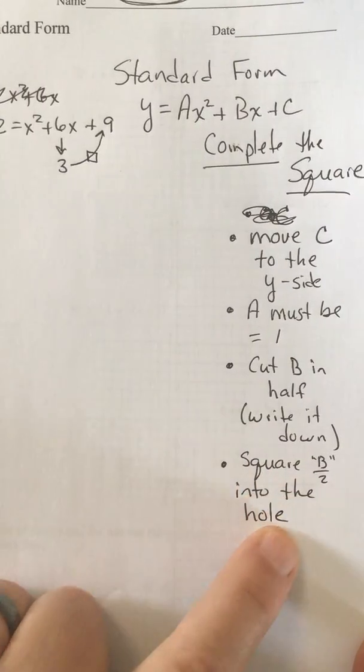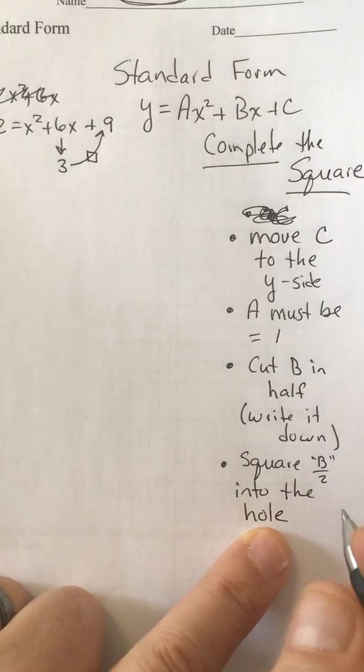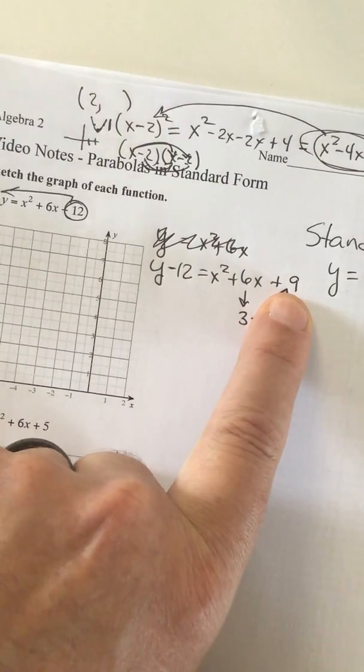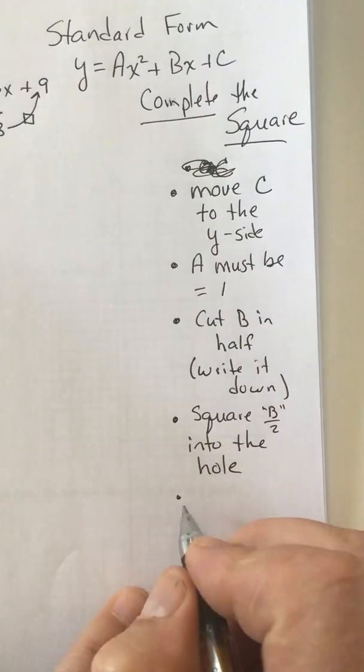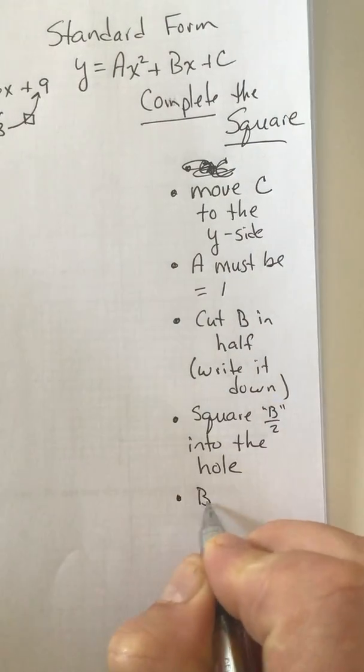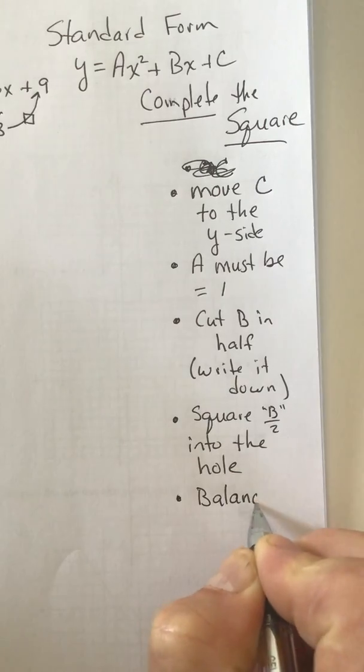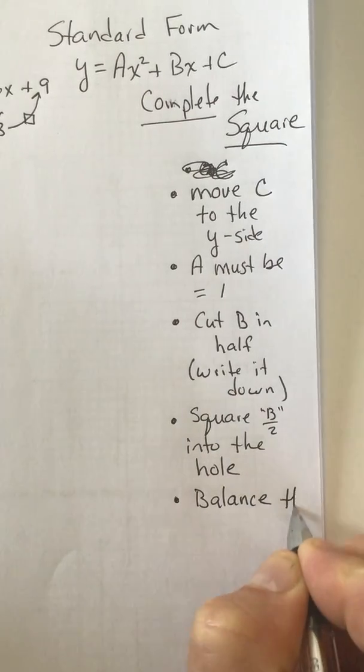Okay, so whatever we put in there, that's the positive 9. You can't just go adding 9 to one side of the equation. You have to do it to the other side of the equation. So I'm going to call that balance the equation.